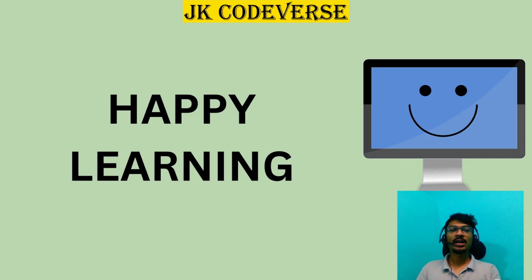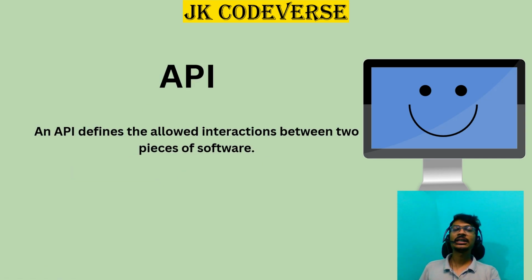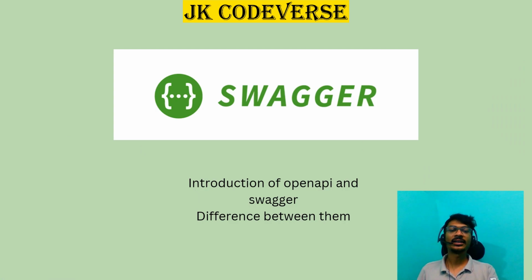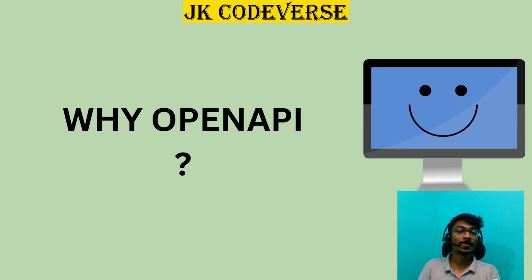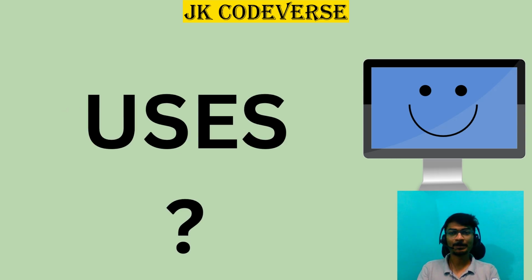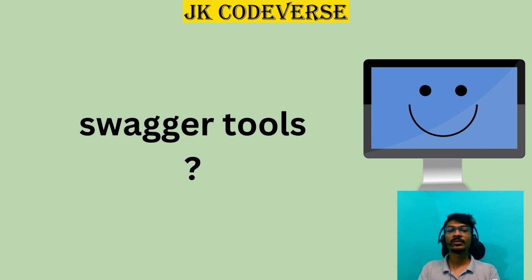Okay, I'll just give a quick introduction of the topics we are going to cover in the coming weeks. We'll cover the basics: what is API and Swagger, what is the difference between OpenAPI and Swagger, and why do we need OpenAPI, what are the uses of the OpenAPI specification, and some of the open source Swagger tools, and we'll get hands-on with those.